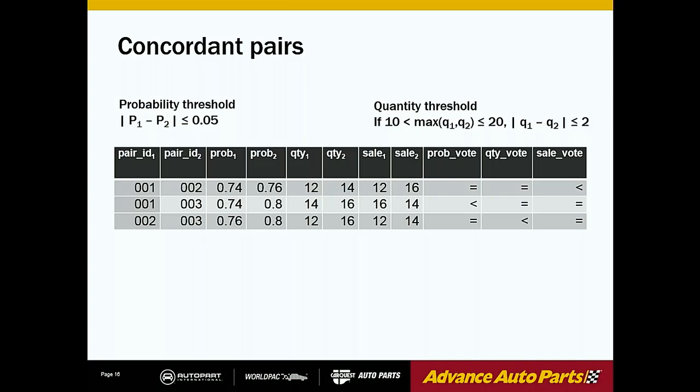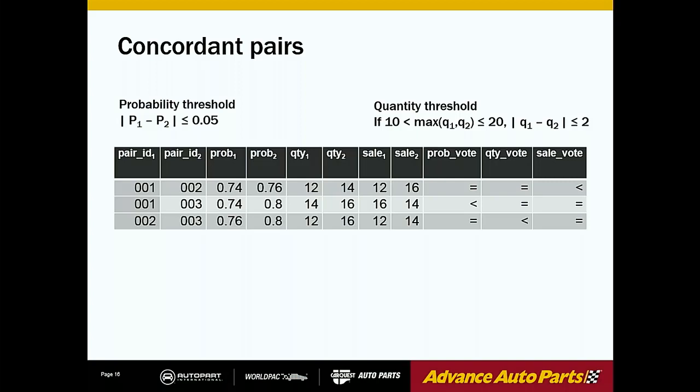On the final row, we have probabilities 0.76 and 0.8. Again, that's within the threshold, so the probability vote is equal. Quantities are 12 and 16. The difference is higher than the threshold, so the quantity vote is less. And sales are 12 and 14. Here they are within the threshold, so the sale vote is equal. Does that make sense? Okay.